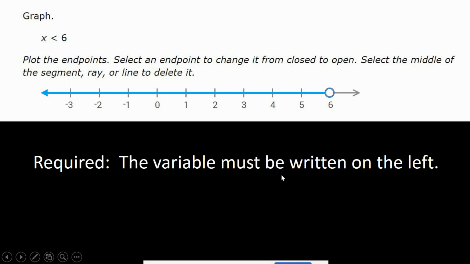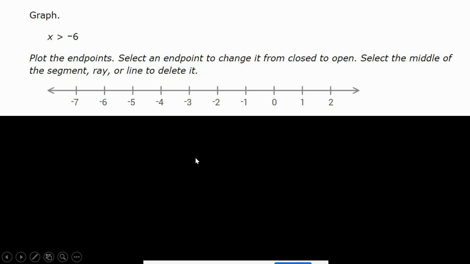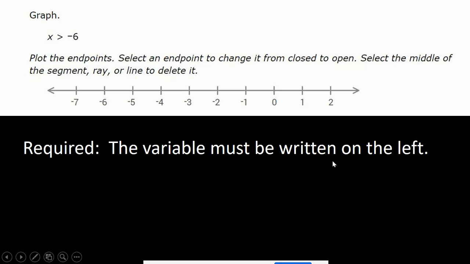All right, so let's look at another example. In this example, we're going to graph x is greater than negative 6. But again, some of you are going to struggle and it's going to take some time to be able to look at that and just say greater. So I'm always going to remind myself the variable must be written on the left. Okay, well, it is. So that's check. Second thing I look for, is there an equal sign?